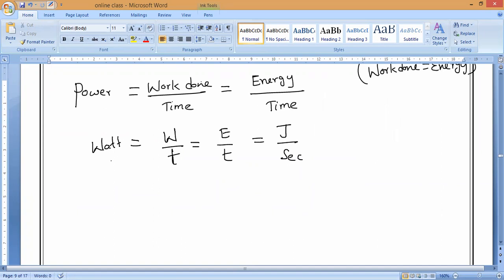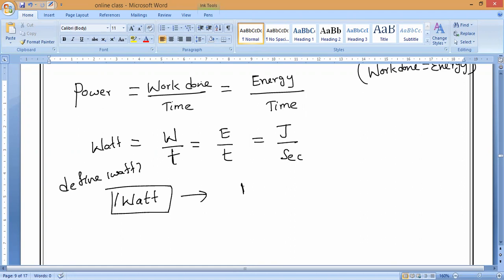So now, if we take for example 1 watt, define 1 watt, everybody. Let me see who will define. 1 joule of energy in 1 second. If you consume 1 joule of energy, suppose 1 joule of work is done in 1 second, then we call it 1 watt. Either 1 joule of work done per how many seconds? 1 second.